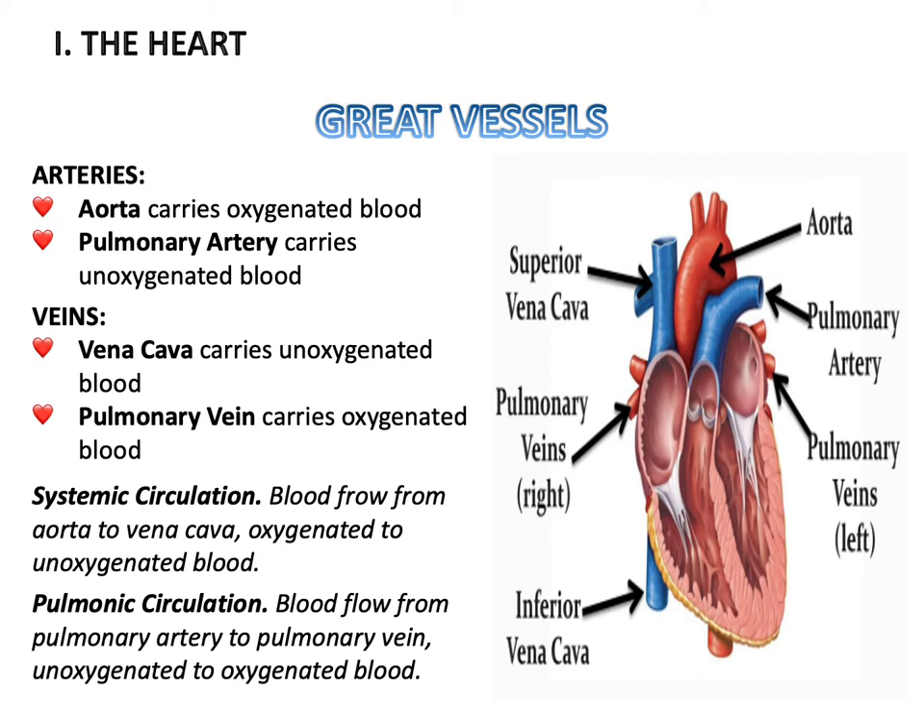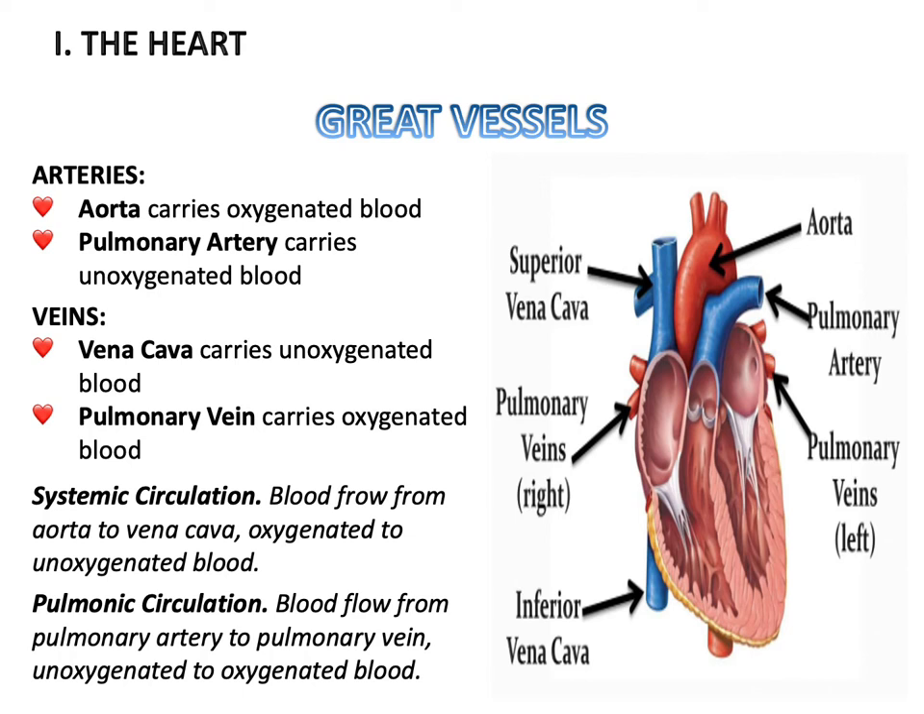What about the veins? Veins are the vena cava and the pulmonary vein. Again, ang movement ng dugo sa veins towards the heart. The vena cava carries unoxygenated blood. It connects the blood coming from the systemic circulation to the right atrium. So, galing sa body cells yung dala niyang dugo para makapasok ng heart.